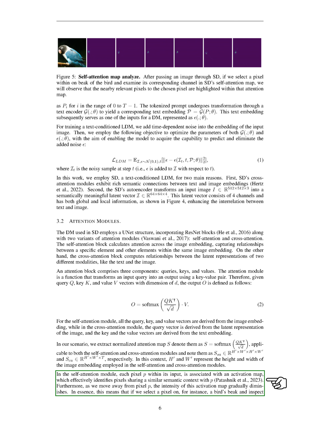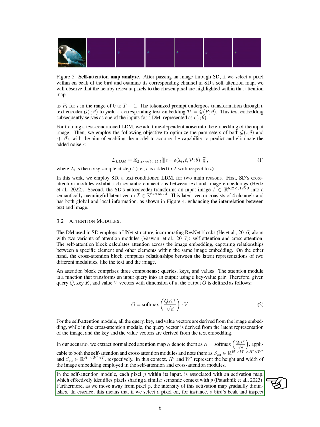In the self-attention module, each pixel in the input is associated with an activation map, which identifies pixels that share a similar context. The intensity of this activation map decreases as we move away from the pixel. For example, if we select a pixel on a bird's beak and look at its corresponding activation map, we'll see that it highlights other pixels on the bird's beak and ignores unrelated pixels. The brightness of the highlighted pixels increases as they get closer to the selected pixel.